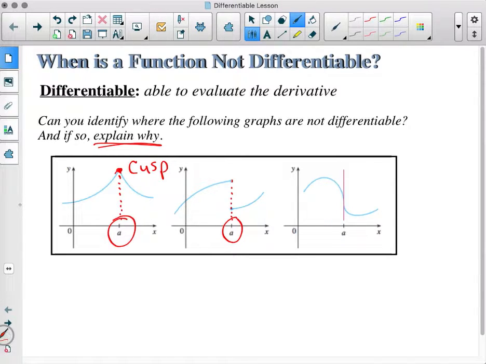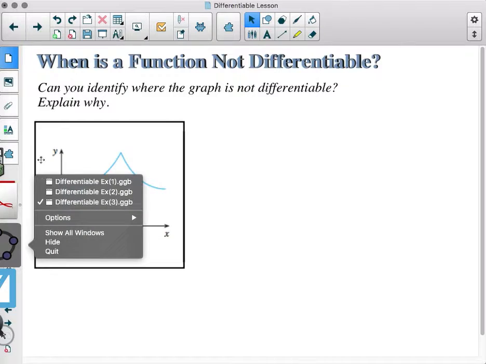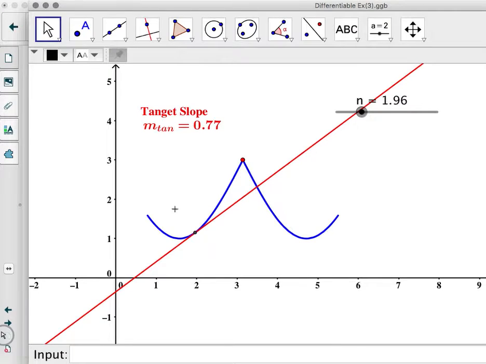And in the last one, we have a vertical tangent line. And then we'll explain why that case is not differentiable. So let's look at these one at a time. And with this first one, I'm going to pull up a GeoGebra graph. And the GeoGebra graph lets me look at the slope of the tangent line.